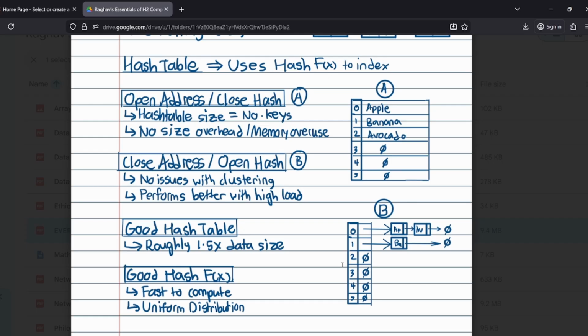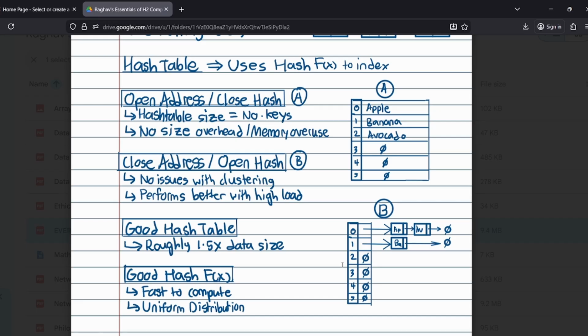Then you have, again, very simple. You take apple, you hash it, you get a value, and then you just assign it to that. And if it's taken, you just bring it down by 1. So again, they inserted apple, they inserted banana, they inserted avocado. Maybe avocado equated to 1 and they were like, oh, 1 is already full, so they moved it down to 2. Maybe. That could be the case.